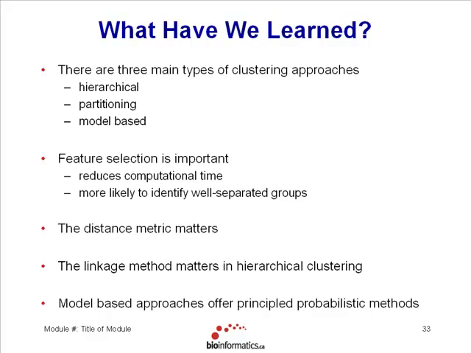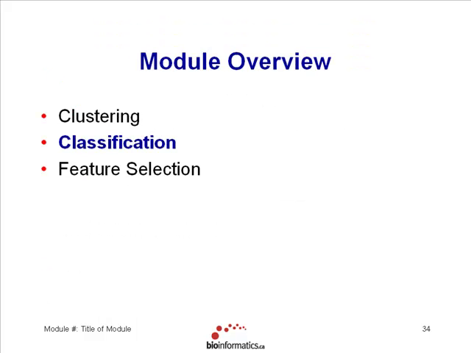Again, to reiterate, the distance metric matters. The linkage method matters in hierarchical clustering. And model-based approaches, although they're much more advanced from a statistics point of view, do offer principled probabilistic models where you can unambiguously and mathematically describe what you've done.